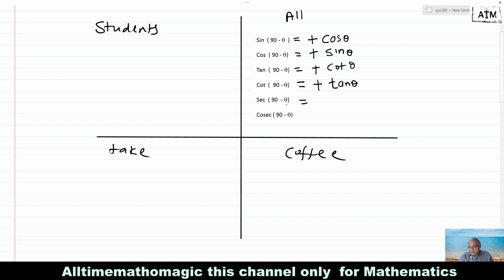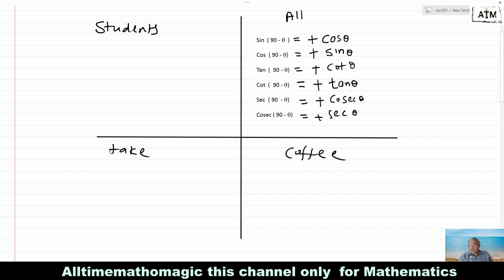And after that, sec 90 minus theta in which quadrant? First quadrant. In the first quadrant all are positive. Angle is 90. Allied conversion is taking place here. So that is cosec theta. And after that, cosec 90 minus theta, that becomes plus sec theta.